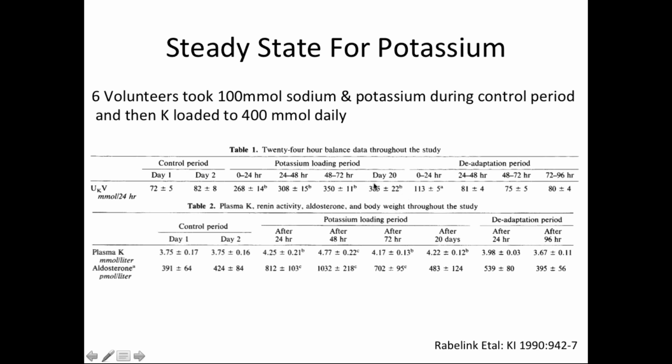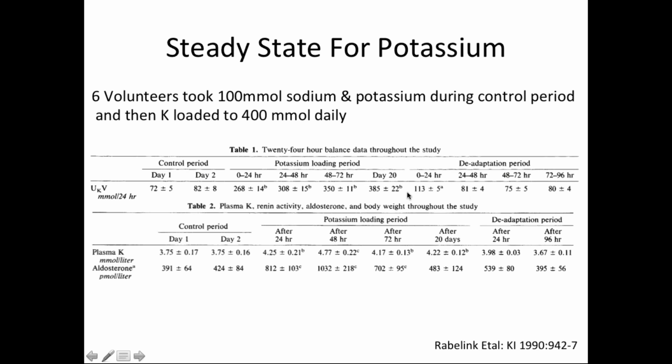And there will be some other non-urinary excretion as well. So this is now steady state where the urinary potassium excretion is now matching their intake by day 20, but is very close to it by day 3 as well. And when they stop, which is the deadaptation phase, very quickly within 24 to 48 hours, they lose the extra potassium and they're back into steady state with a urine potassium that is excreting between 70 to 80 millimoles every day.